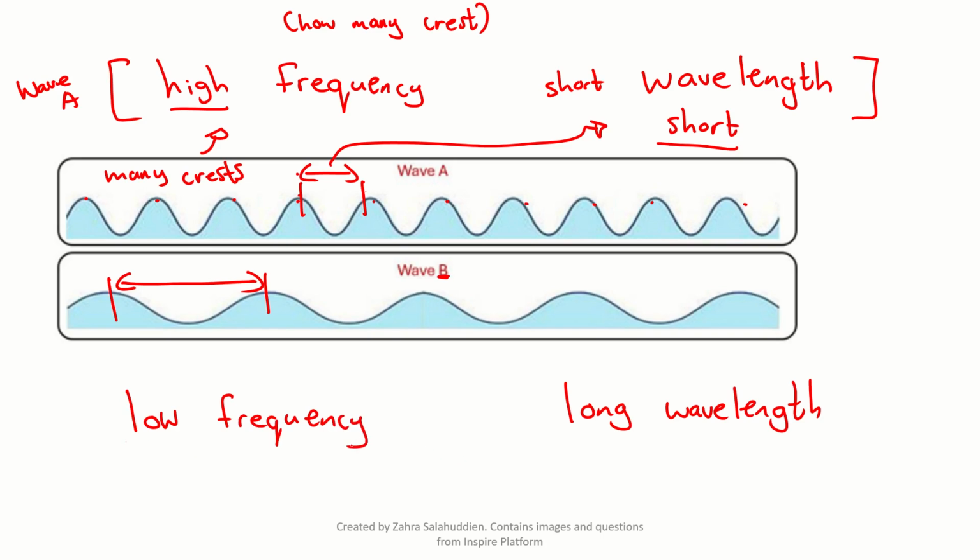So please remember to use these words. If you see many crests, we have high frequency. If I see less crests, I have low frequency. If the line from the crest to the crest is very short, I have a short wavelength.